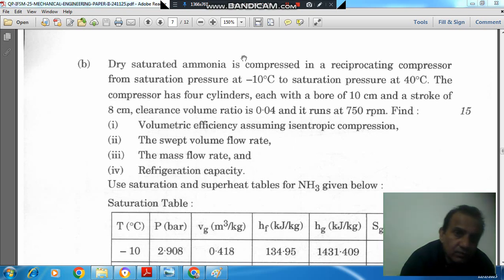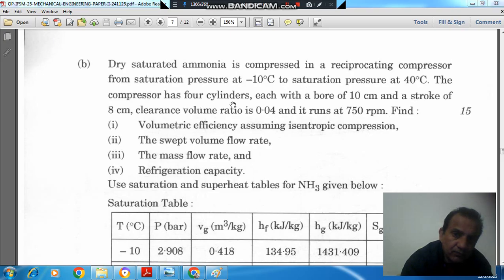Hello, welcome again. We are solving Mechanical Engineering Paper 2 of year 2025 of IFS Mains exam. Question number 6b is: dry saturated ammonia is compressed in a reciprocating compressor from saturation pressure at minus 10 degrees Celsius to saturation pressure at 40 degrees Celsius.